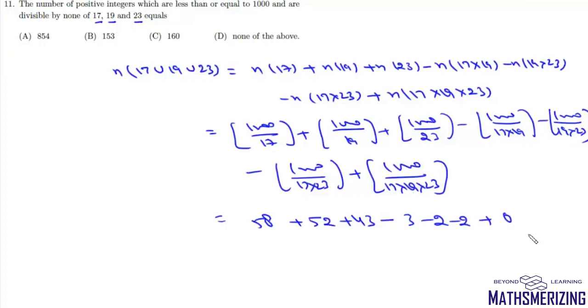So this number will be 146. Now the number of positive integers which are divisible by none of these, this number n, will be 1000 minus 146. That is simply 854, and that's your option number A.